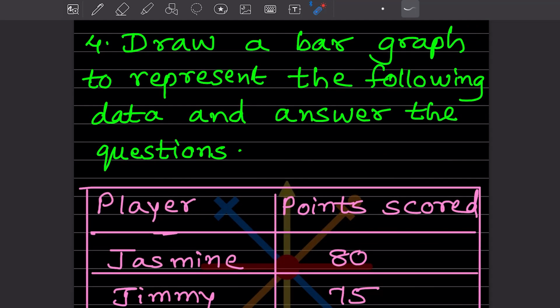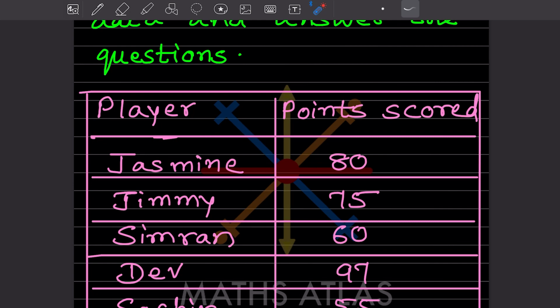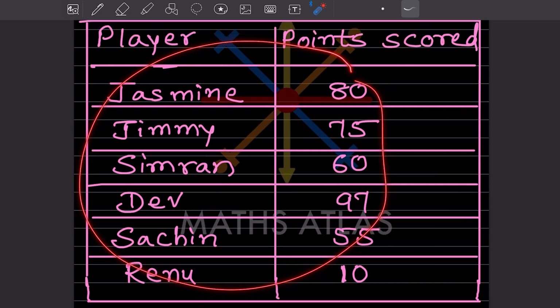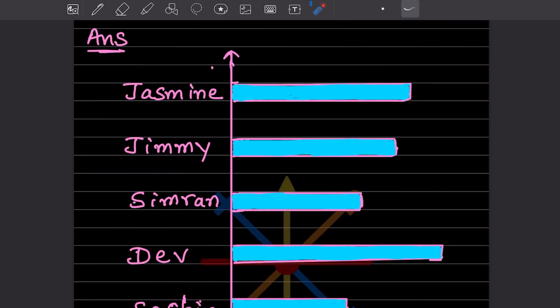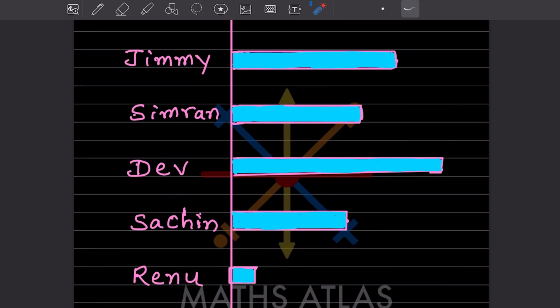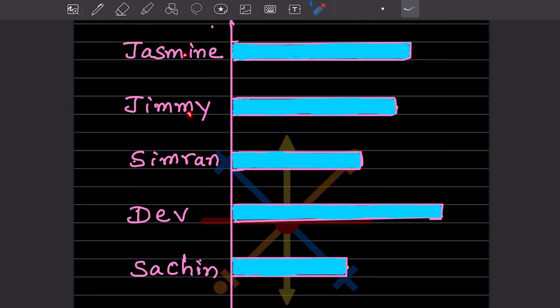Draw a bar graph to represent the following data and answer the questions. Here, for this one, the data is given and you have to draw a bar graph. So here, Jasmine, Jimmy, Simran, Dev, Sachin, and Renu. So can you see? I have drawn this in a vertical way because the names are bigger. If I draw it here, the space will be less. So I have done the bars in a vertical way. So here I have drawn Jasmine, Jimmy, Simran, Dev, Sachin, and Renu.